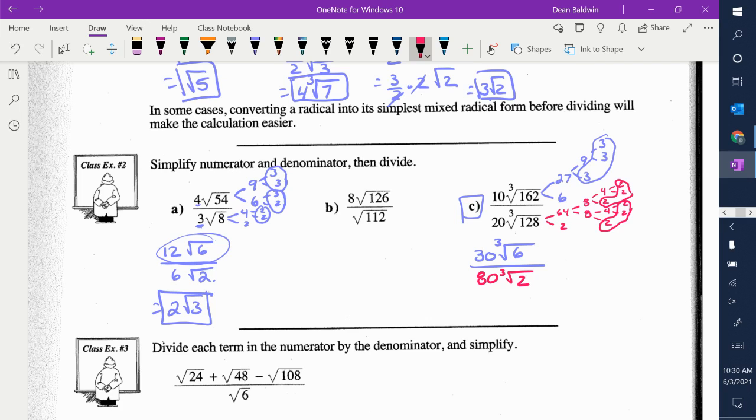What's 30 over 80 reduced to? 3 over 8. Just drop the zeros. Root 6 divided by root 2 is root 3. Cube root of 3, I guess we should be.